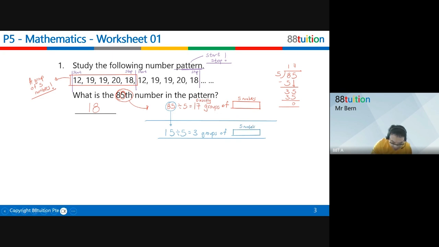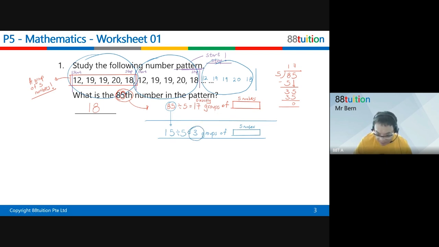If that's the case, this is the first group, this is the second group. And I purposely put in again 12, 19, 19, 20, 18. Isn't this the third group? Isn't that what they want? 3 groups. So which is the 15th number? 1, 2, 3, 4, 5, 6, 7, 8, 9, 10, 11, 12, 13, 14, 15. Yes, so this is the 15th number.